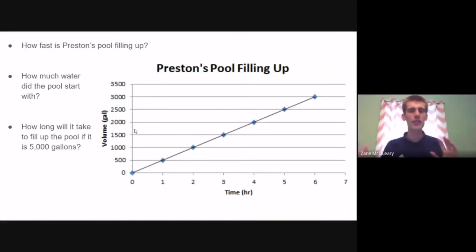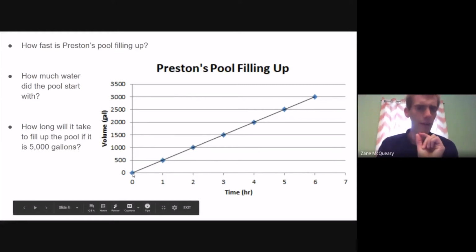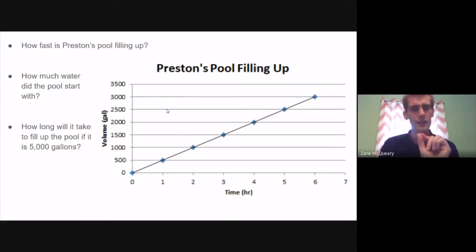Let's look at Preston's pool. All right, Preston's filling up his pool. We want to know how fast that pool is filling up. All right, how fast something is sounds a lot like slope, because in this case we get gallons per hour. That shows us the flow rate. So let's look at what the slope is. For every 500 gallons, 1 hour elapses. To me, that sounds like a slope, 500 gallons per hour.